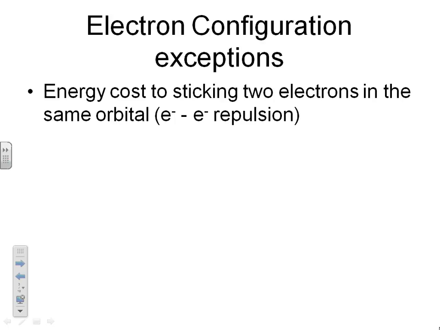That's why our electrons want to be in an orbital by themselves as much as possible, why they singly fill all orbitals in an energy sublevel before they go back and start doubling up. There is a small energy cost to putting 2 electrons in the same orbital due to electron-electron repulsion.